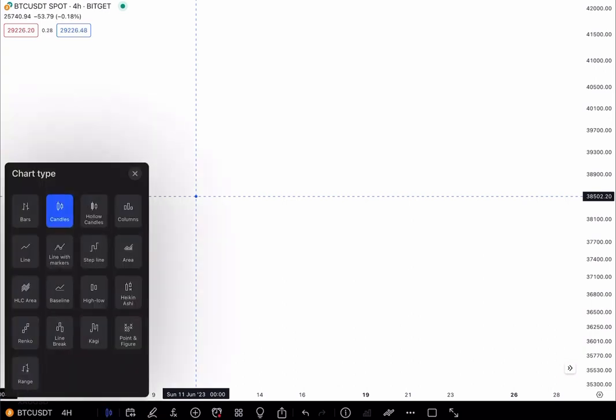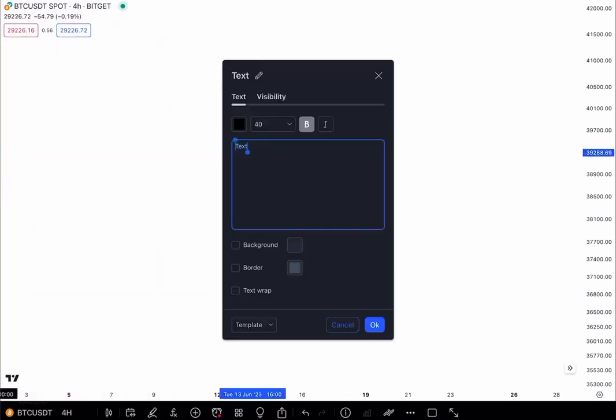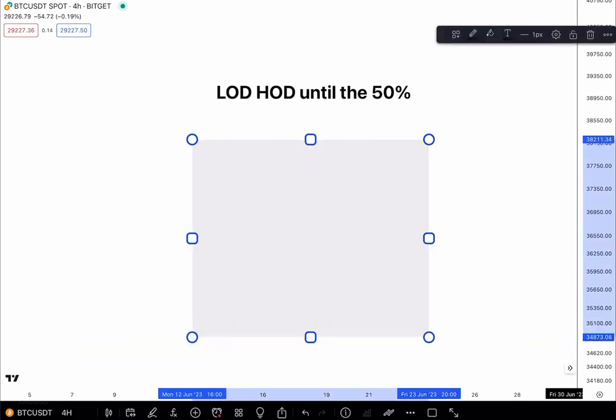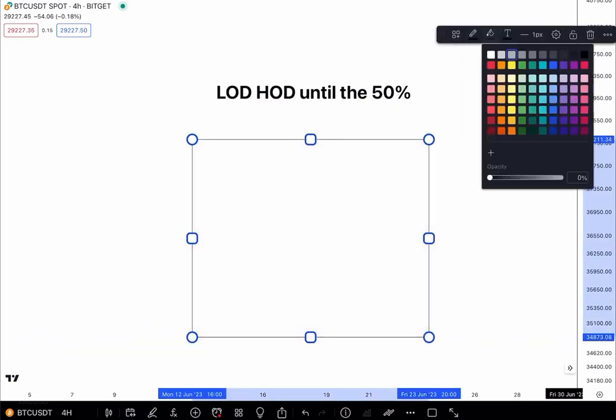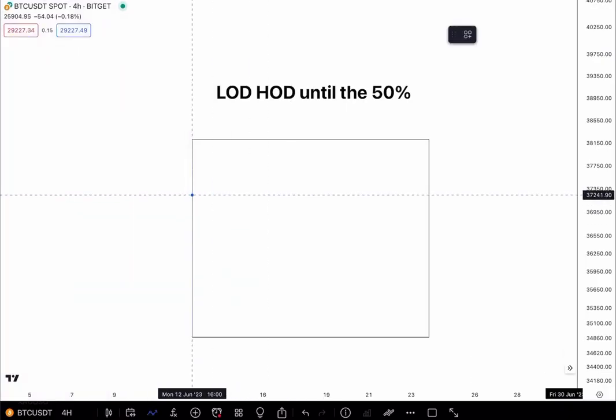So this is something I'm saying you better be writing down, which is catching the low of day, high of day, whatever, until the 50% of the duration of the candle is reached, and then you take it off. What does that look like? A refresher. I've shown this before, but for the lazy ones who are a bit slow.